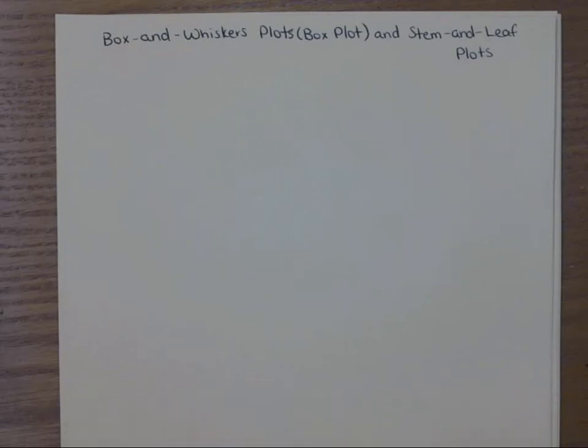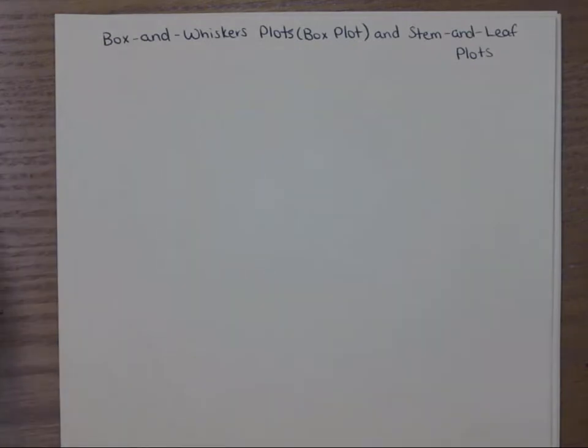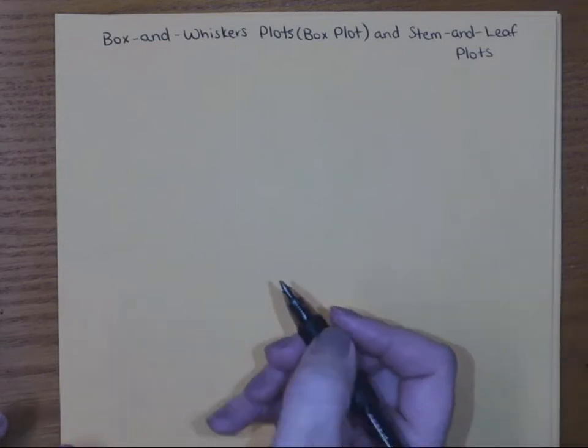All right, so today we're going to look at two ways to represent lists of values in a compact way. The first one's called box and whiskers plots. In a lot of books, you'll see this called a box plot. And then we're also going to look at stem and leaf plots, and what you need to know about them.